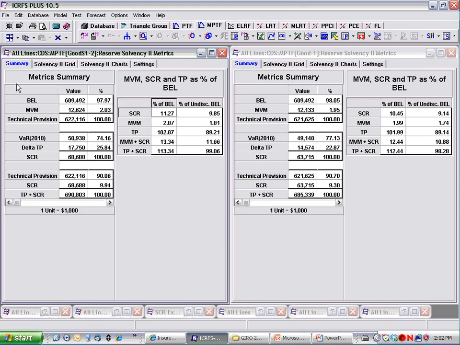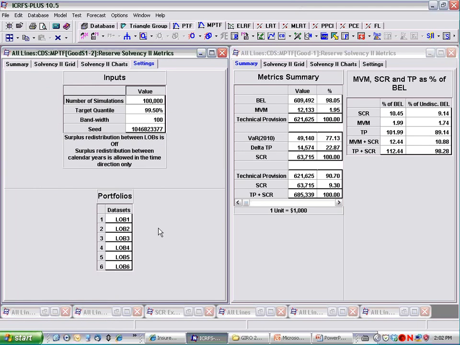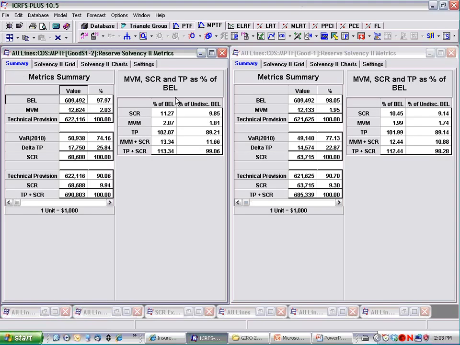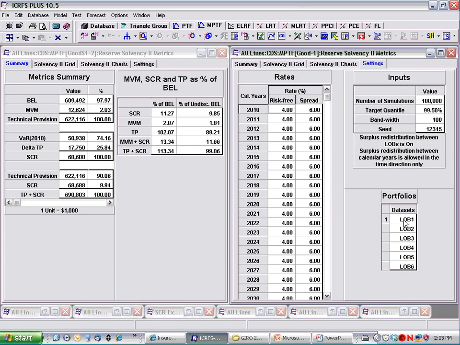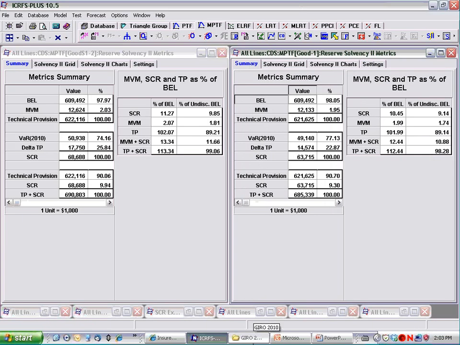Well, let's look at the two situations. Let's look at the settings for number 2. Number 2, we've got no fungibility. So surplus redistribution LOBs is switched off. The portfolios, well, there are 6 of them. So there's no fungibility there. Let's look at the summary there. This one must be, yeah, there's only one portfolio. So fungibility is turned on. Let's look at the summary there.